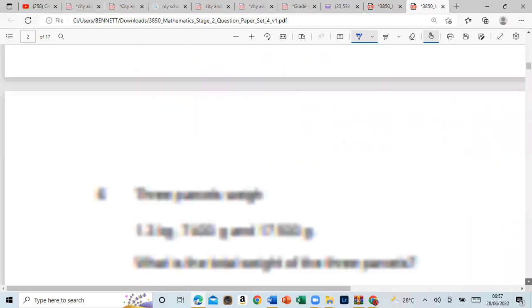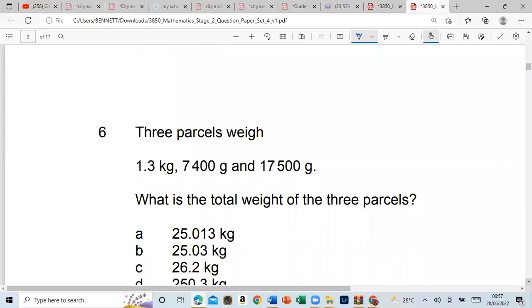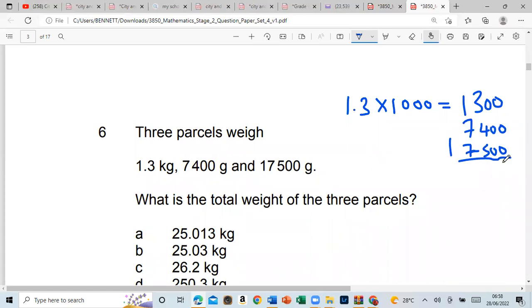All right, so let's move on to 6. 3 parcels weigh 1.3 kilograms, 7,400 grams, and 17,500 grams. What is the total weight of the 3 parcels? I will convert everything to grams and then convert to kilograms. So 1.3 kilograms is the same as 1,300. 7,400. It's in grams right now.